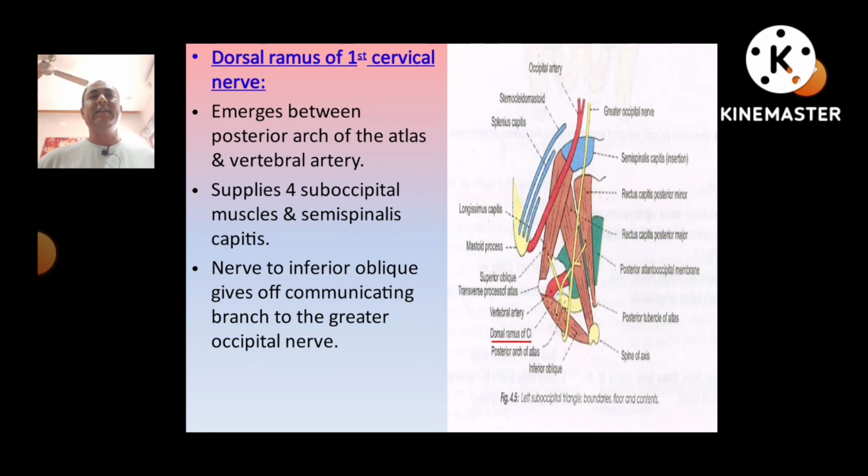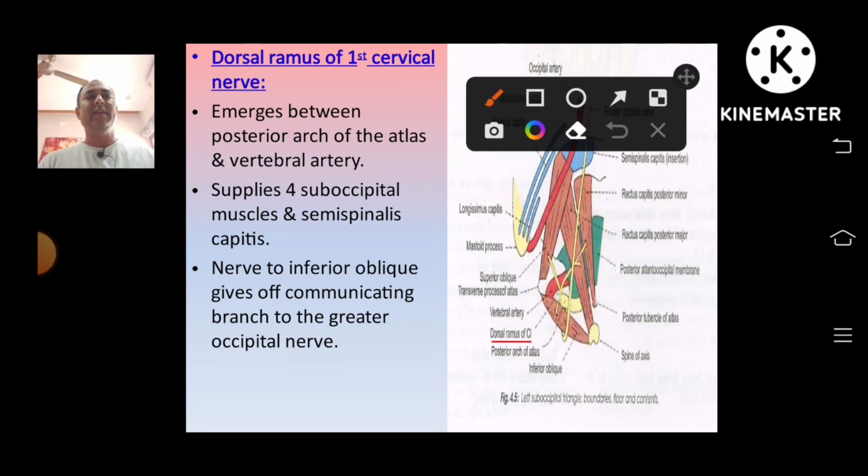The third one is dorsal ramus of first cervical nerve. The one before was the greater occipital nerve, it is the dorsal ramus of second cervical nerve, and this is the dorsal ramus of first cervical nerve. It emerges between the posterior arch of atlas and vertebral artery. You can see from the picture here, this red color is vertebral artery and this is the arch of atlas. Between the two you can see over here, this one. This is the dorsal ramus of first cervical nerve.